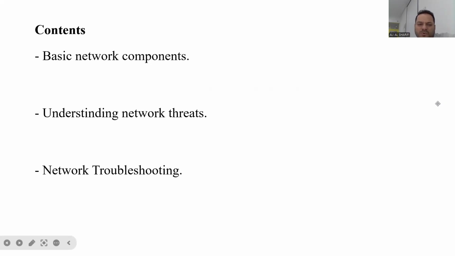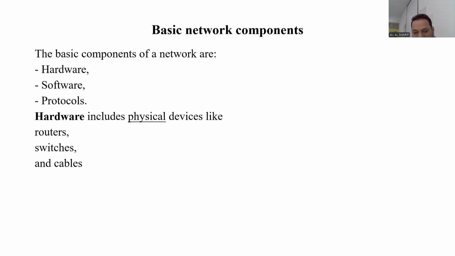I will talk about the basic network components: the hardware, software, protocols, systems, understanding what these are. Then the threats, how we can deal with them, what that means. For example, a virus is one of this group. Then network troubleshooting, how we can deal with these threats, antivirus, and others. It's general information, okay? We will not go deeply, just briefly.